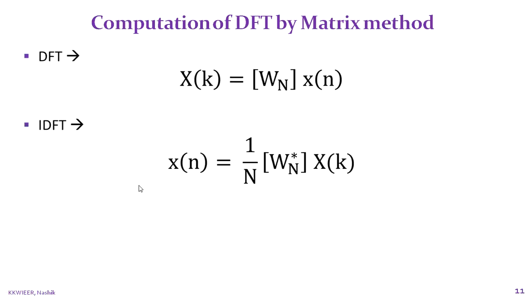And we can write DFT and IDFT in terms of the matrix method as X of k equal to WN into x of n. Similarly, x of n, that is the reverse, IDFT, can be given as 1 upon N WN transpose, that's why this star will come, into X of k.